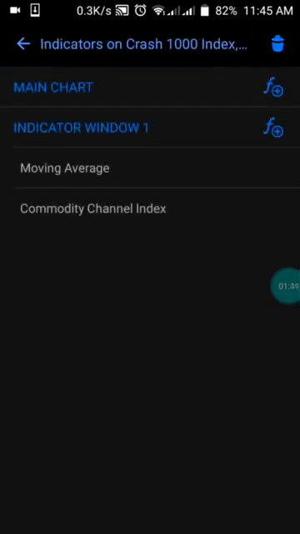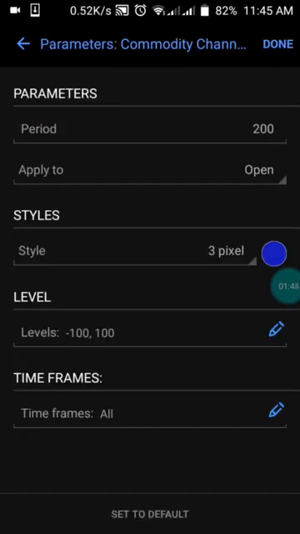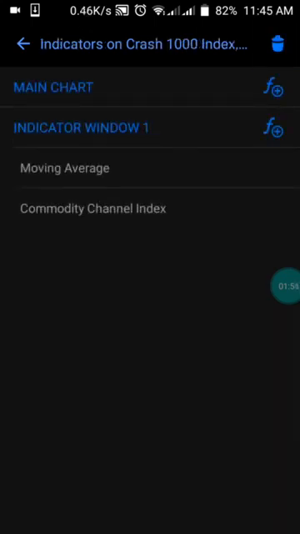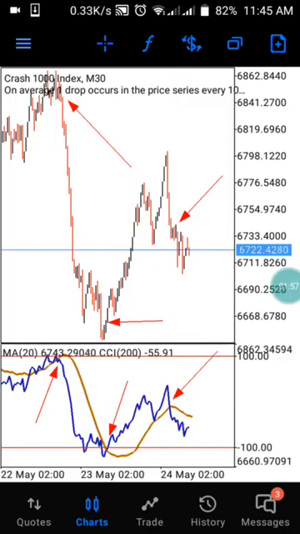Then we have the second indicator here, which is the Commodity Channel Index. In our Commodity Channel Index, we have the period of 200. We have apply to open, and we have our style to be in blue color. Then you just press done. By doing this, you will have the same thing that I have here on my chart.